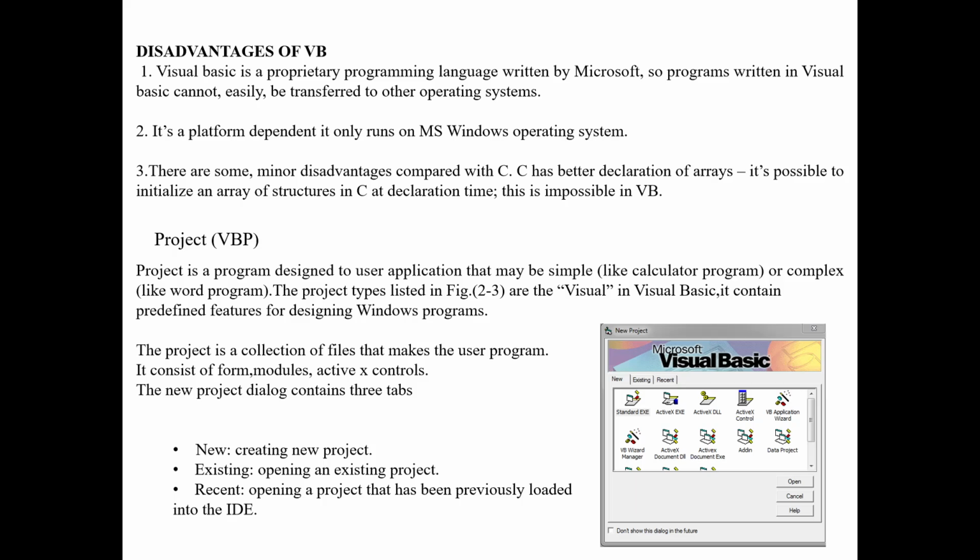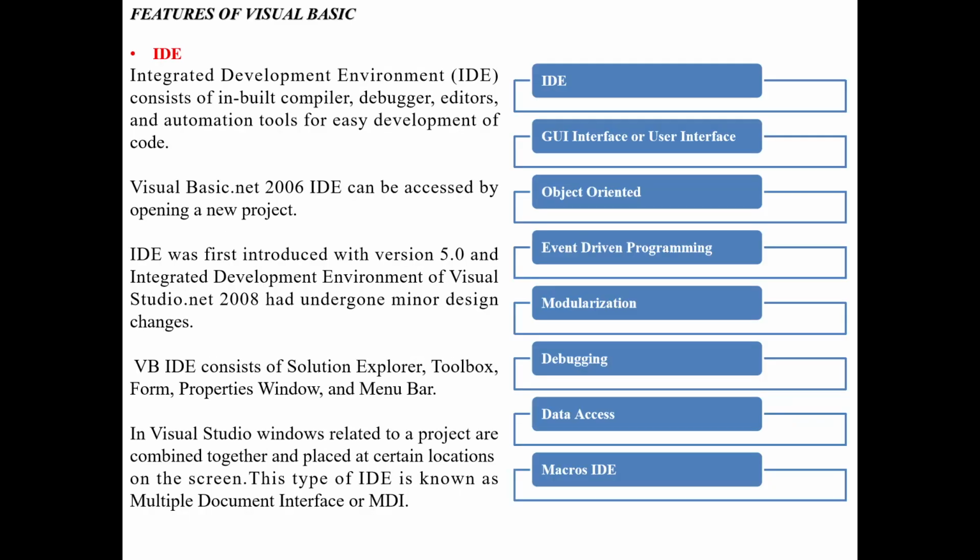A project is a program designed to use the application, which may be simple like a calculator program or a complex program like a Word program. So the features of Visual Basic. The first feature is the IDE. IDE means Integrated Development Environment. Visual Basic 2006 IDE can be accessed by opening a new project. The VB IDE consists of Solution Explorer, Toolbox, Form, Properties Window and Menu Bar.